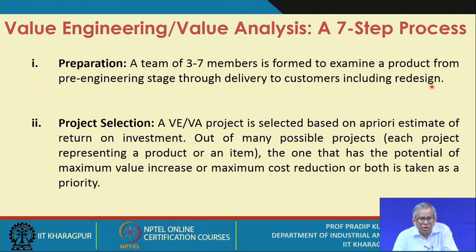So what do you do basically? The project is selected during this phase. A particular project on VE or VA is selected based on an a priori estimate of return on investment. That means you need to study, as per the VE or VA norms, a particular product, and suppose you select this product, a particular item.